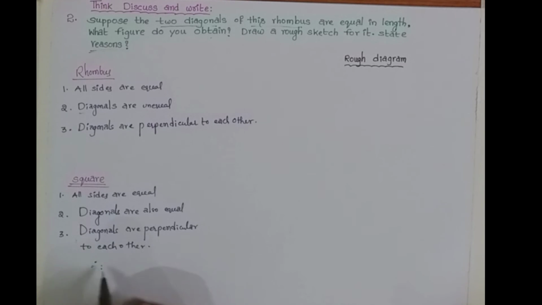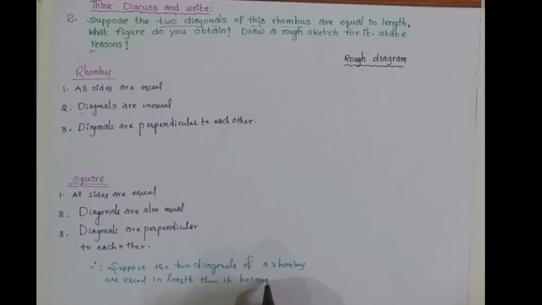Therefore, suppose the two diagonals of a rhombus are equal in length, then it becomes a square. Yes. In a rhombus, if diagonals are equal, then the figure obtained is called a square.